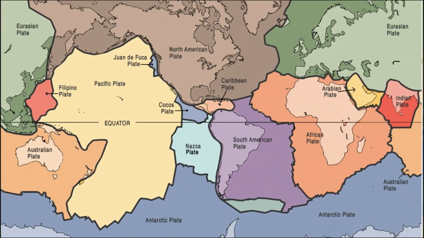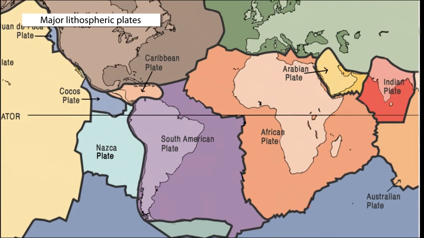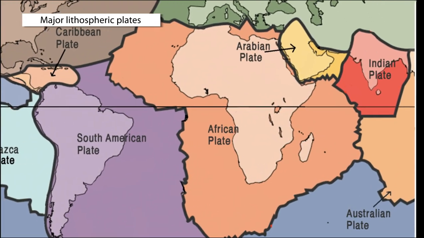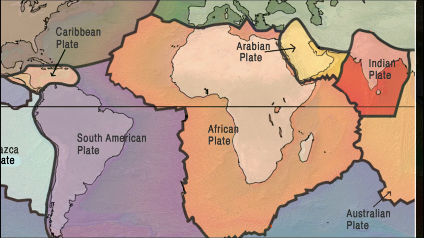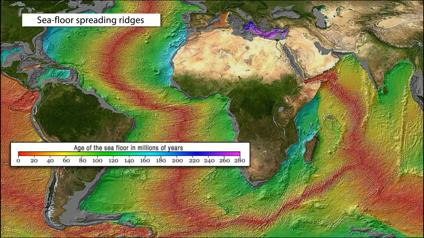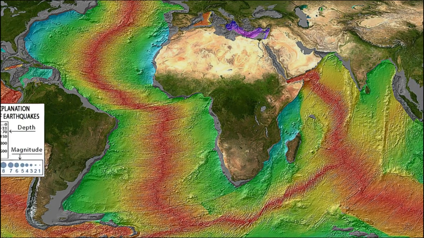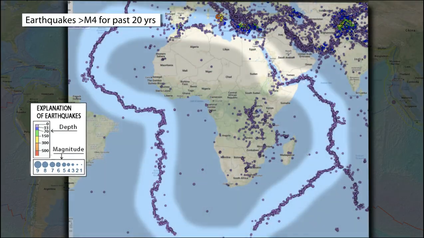In simplified world maps, the African plate is a major lithospheric plate containing Earth's second largest continent. This map of oceanic plate ages shows seafloor spreading ridges, adding new oceanic plate to the west, south, and eastern sides of the African plate. As expected, shallow earthquakes occur around the boundaries of the African plate.